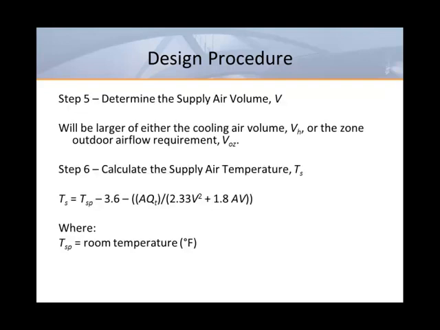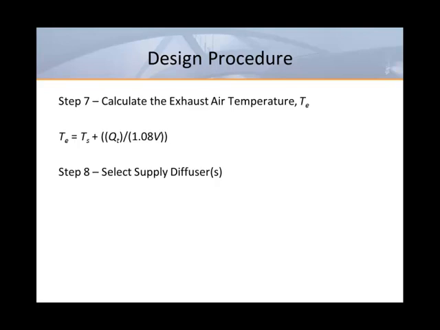Now that we know our fresh air requirement, we can determine the supply air volume for our diffusers. As we would expect, this will be equal to our cooling volume. If we're not supplying our diffusers from a dedicated outdoor air system, we can use our fresh air requirement to determine the percent of outdoor air that we'll need to have at our air handler. Next, we can calculate the supply air temperature that we'll need to meet our room temperature set point. Once we know our supply air temperature, we can easily calculate our exhaust air temperature. Now finally, it's time to make our diffuser selections.